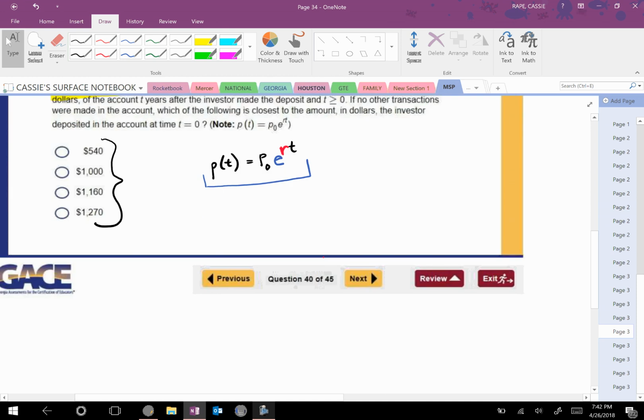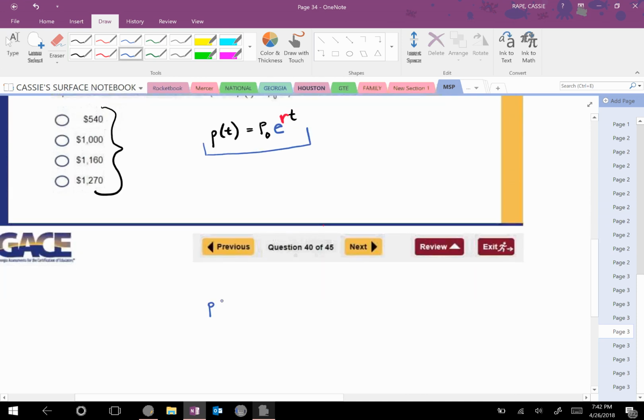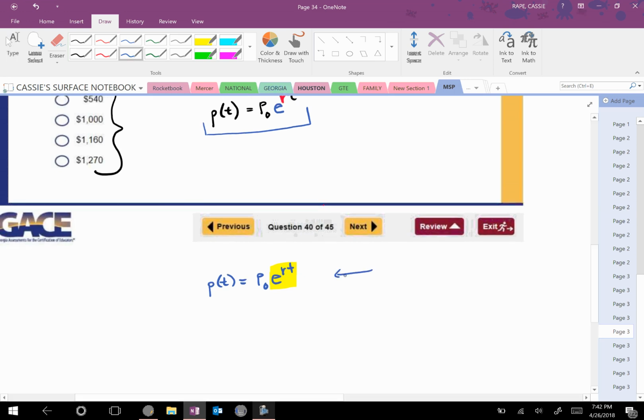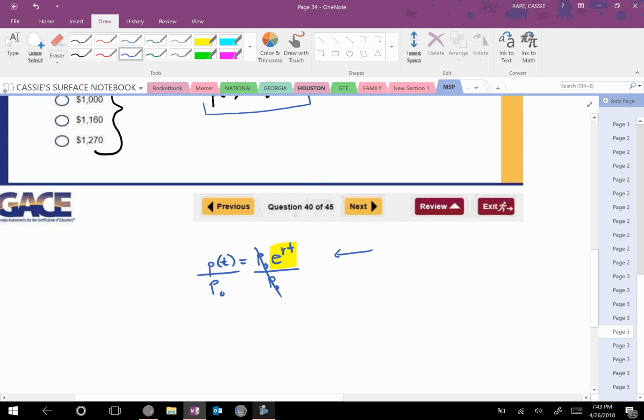P of t, I'm just going to rewrite this equation right here, is equal to P sub 0 e to the RT. The first thing I'm going to do, and you'll notice that R and T are trapped up in the exponent's place. So the first thing you do when you see that happen is you isolate the entire exponential part of the expression. So I'm going to divide by P sub 0. Again, I don't know what P sub 0 is, but I'm going to be able to plug numbers in and see if they work. So I know that the y value, or P of t, divided by the original amount is equal to e to the power of RT.